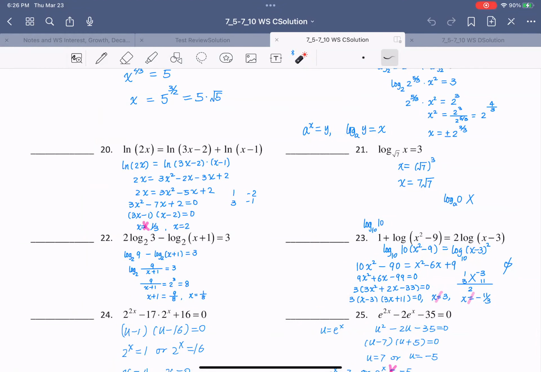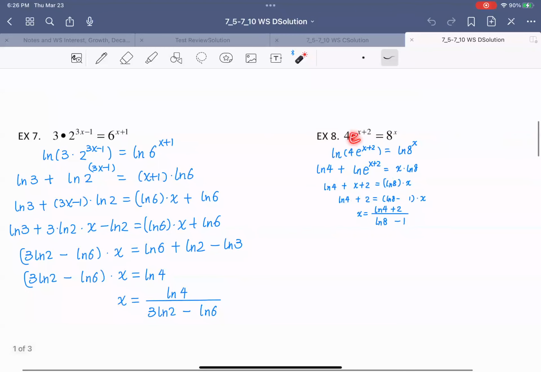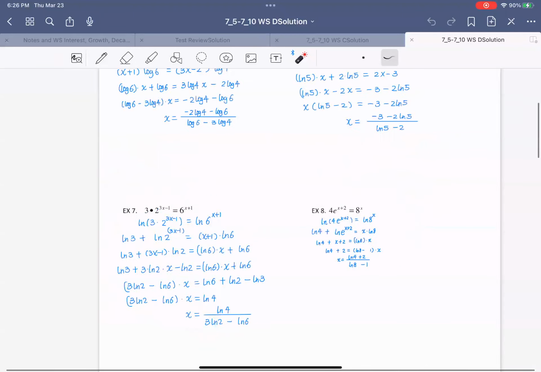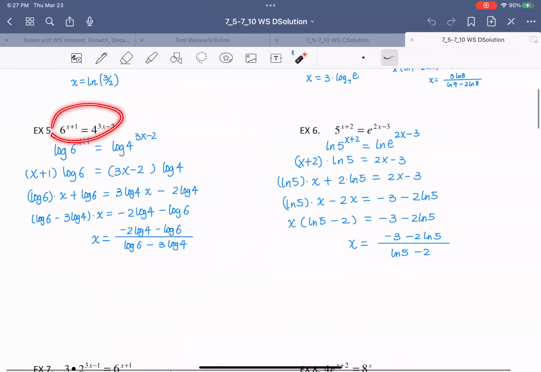How do you know if ln or log is better to use for this question? If you have e, you know that you want to take the natural log. If you have a base of 10, you want to use log base 10. But if you have another number rather than e or 10, use either natural log or base 10, no difference. Either one gives you the same solution.